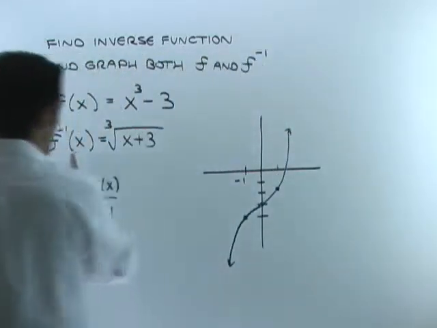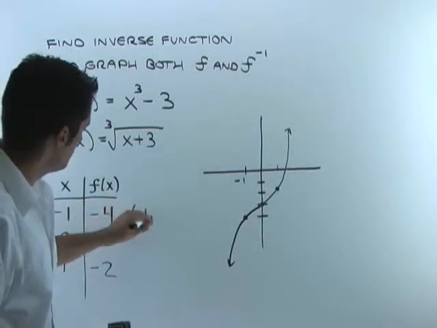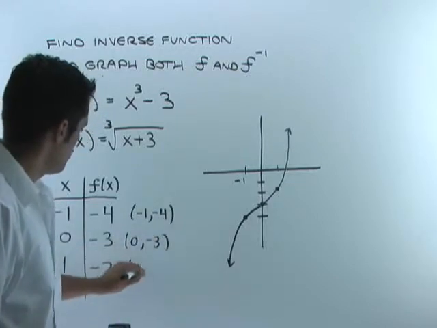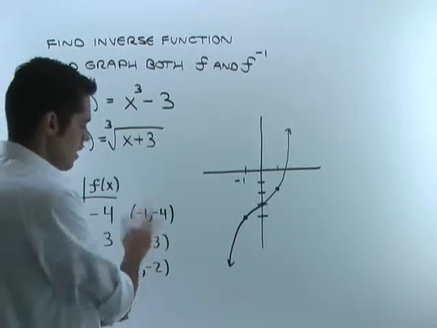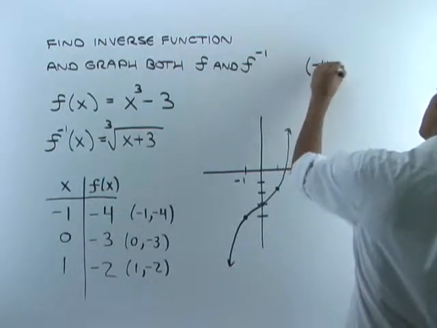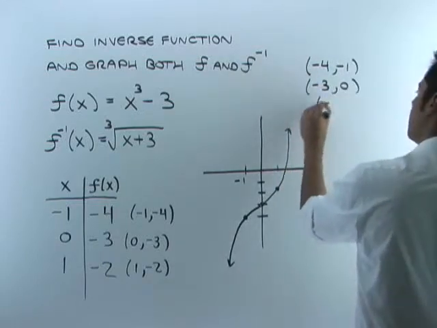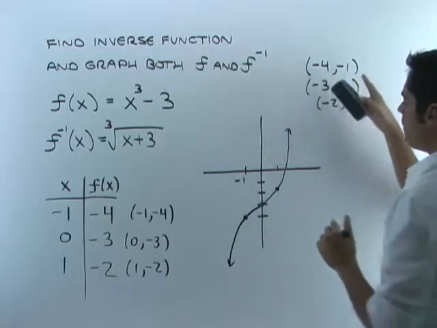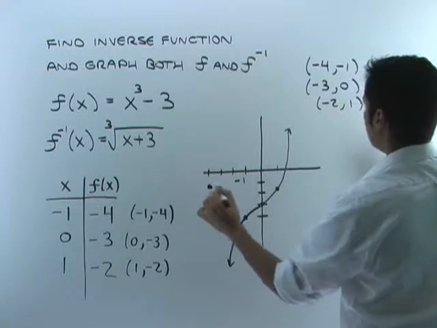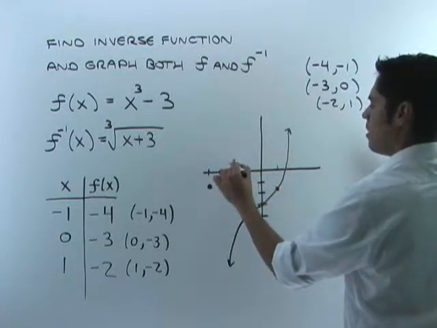Okay, now we want to graph the inverse. So to do the inverse, all we have to do is take these ordered pairs, -1, -4, 0, -3, and 1, -2. And remember, to get an inverse relation, we just flip them. So what we want to do is graph the point -4, -1, -3, 0, and -2, 1. So I go to -4, -1, that's -1, 2, 3, 4 -1s down here, -3, 0 is here, and -2, 1 is here.